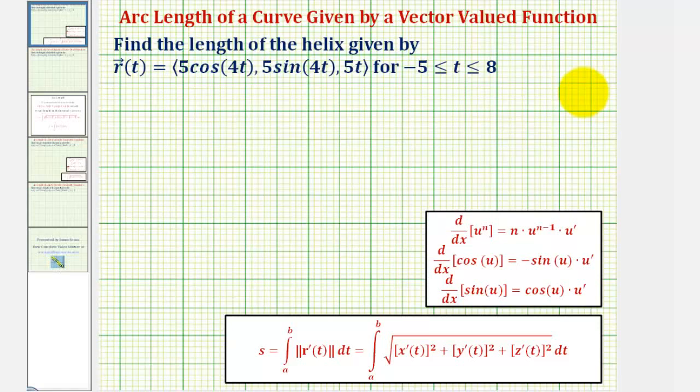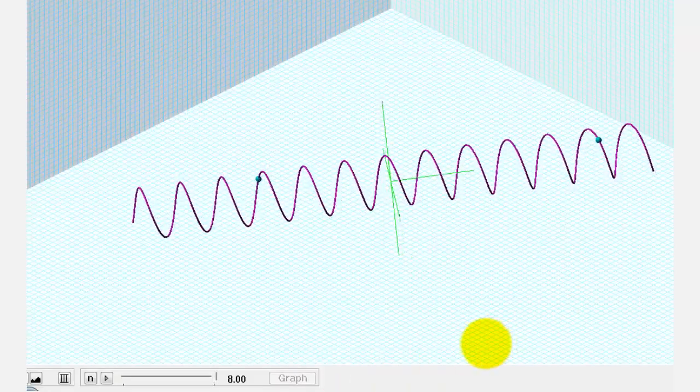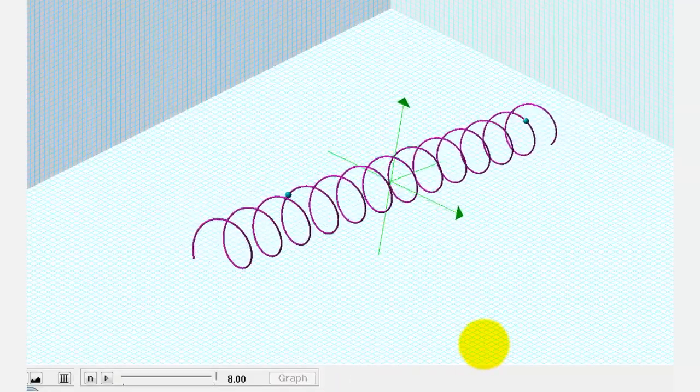Now we'll look at an example of determining the arc length of a space curve given by a vector-valued function. We're asked to find the length of the helix given by r of t for t on the closed interval from -5 to 8. Let's first look at this graphically. If we were to graph the vector-valued function, we would have this space curve or this helix.